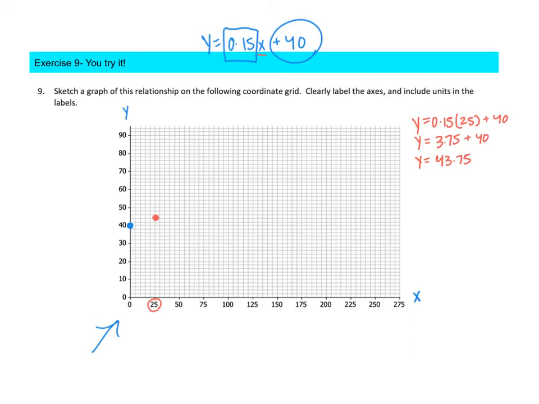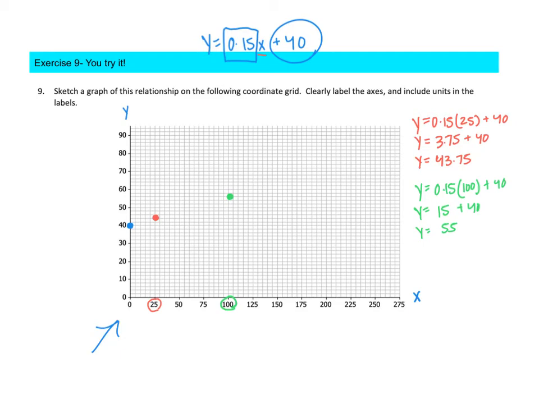Okay? I'm going to do a few more points. Let's do 100. So when we have 0.15 for our rate, we're going to be multiplying that by 100 because we're doing 100 text messages, and we're doing plus 40. 0.15 times 100 is just 15. 15 plus 40 is, sorry, 55. So this 100 is going to be crossing at the 55 mark. Right there.